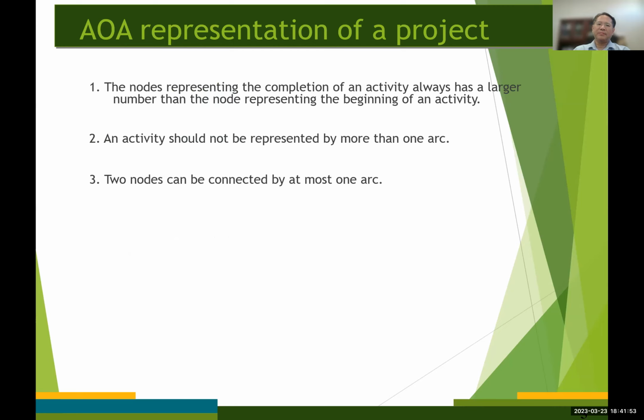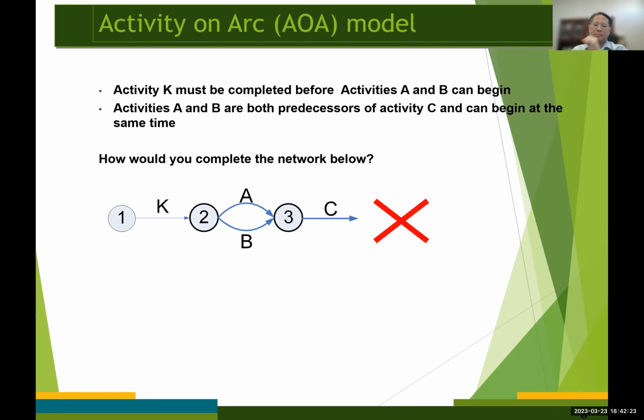Okay, and last time we also discussed these general rules for constructing the AOA network diagram, right? Given a list of activities and predecessors, the AOA representation of a project can be constructed using these three different rules, okay? And last time we considered this example, right?